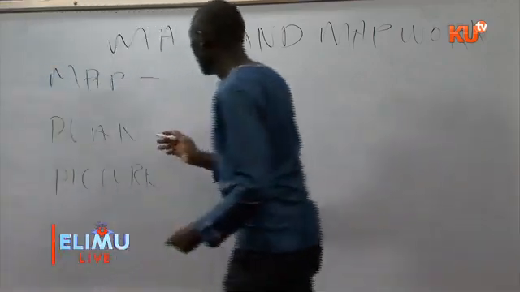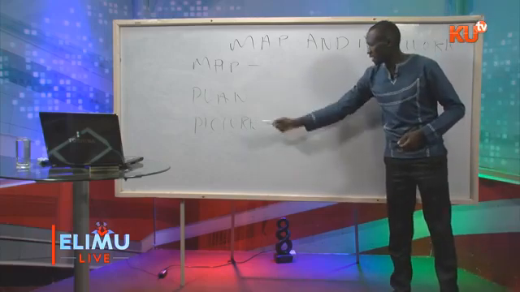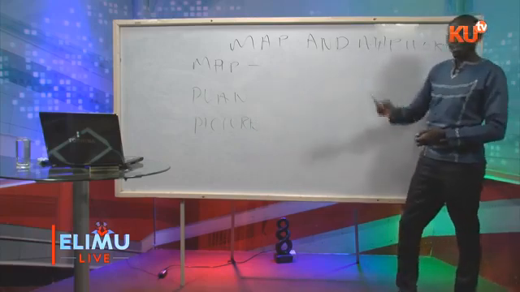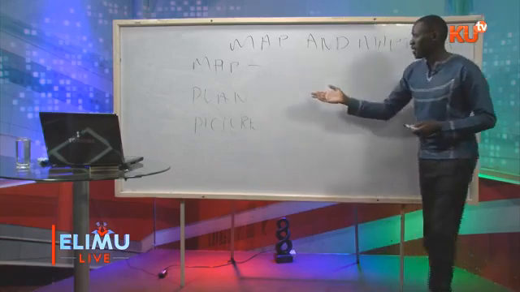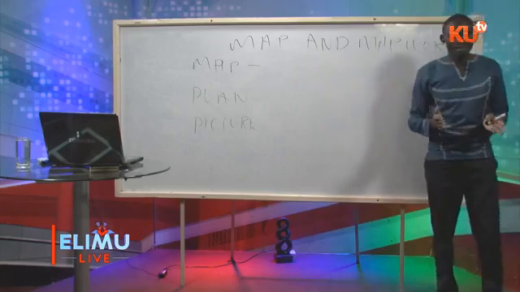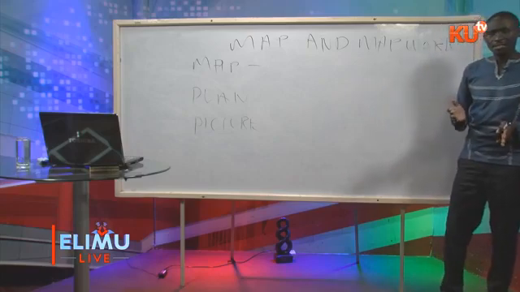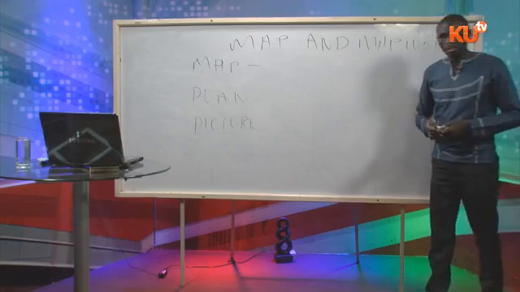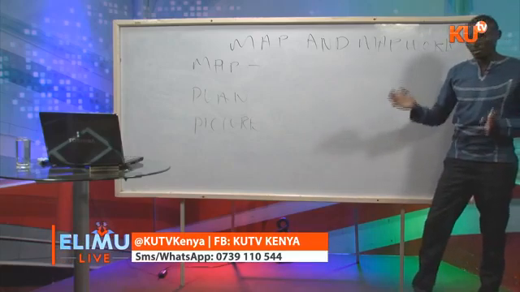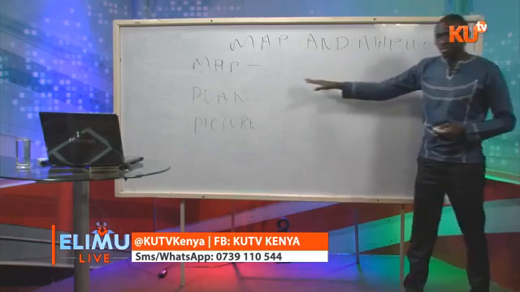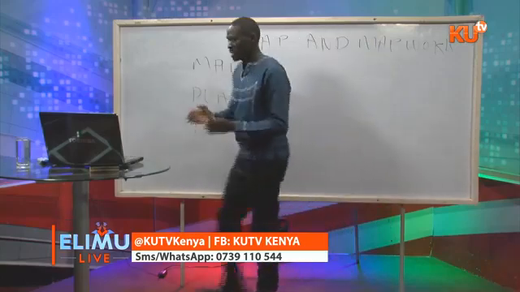By defining map, we'll be able to tell what a map is, what a plan is, and what a picture is. A map has different definitions. The first definition is a representation of the Earth's surface that is presented on a flat paper. It can be a flat paper, a piece of wood, a piece of cloth, or any other material, provided that it is presented on a flat material.